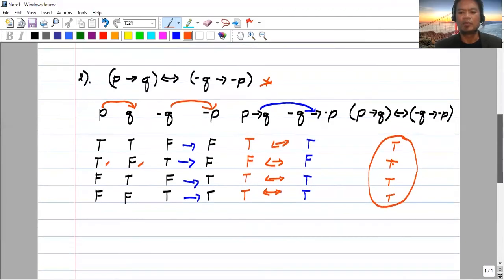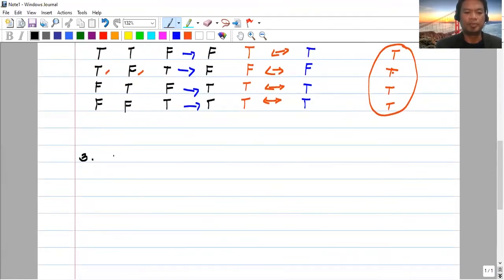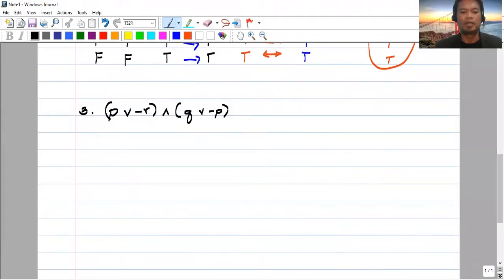Okay, and for number 3, we have P or not R and Q or not P. Again, since we have 3 variables P, Q, R, we have our P, we have our Q, and we have our R. Then we must have 8 rows, 4 true and 4 false.